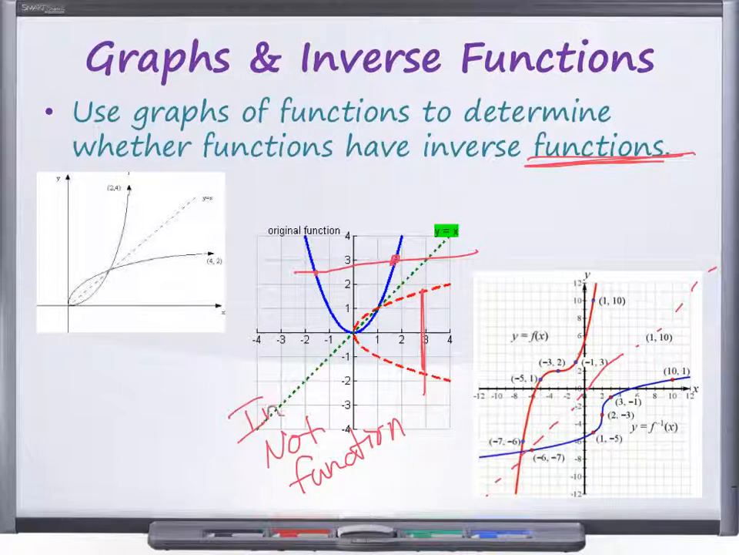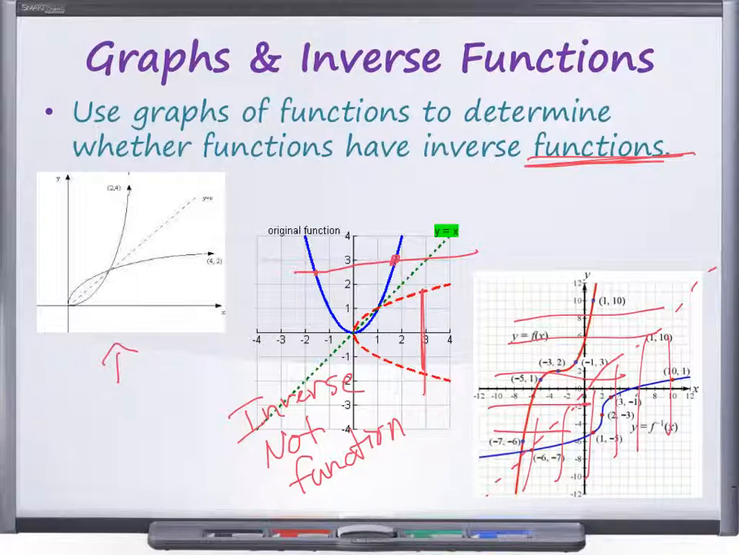Sorry, I should say that. Inverse, not a function. Whereas this one, if I drew a bunch of horizontal lines across the original function, when I rotated it, it's still a function. Right? Because now that's all my vertical lines. Over here, same. Both of them are functions.